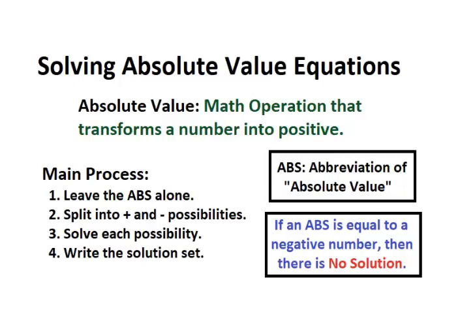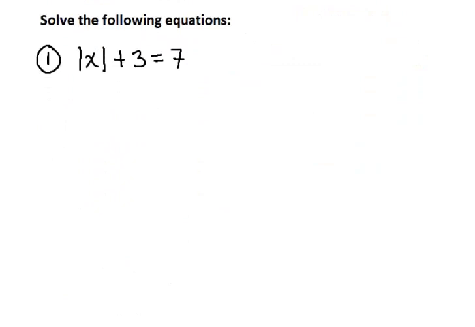of the exercise. As a special note, if an absolute value turns out to be equal to a negative number, then we already know that there is no solution, because there is no way an absolute value is going to give you a negative answer, because absolute value transforms into positive. So that will be an impossible situation, which means no solution. So let's try to put these ideas into practice.